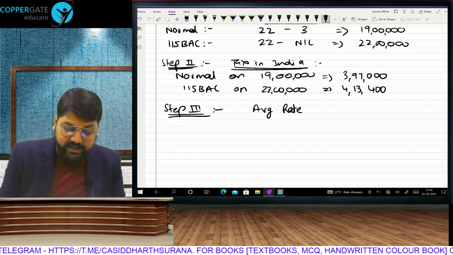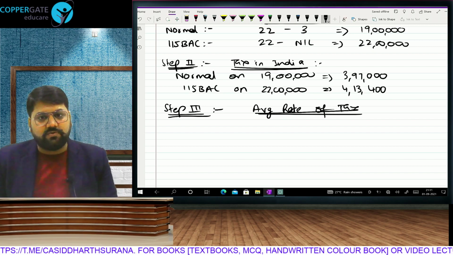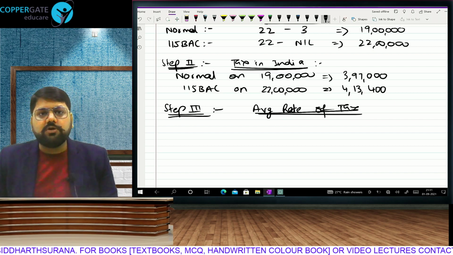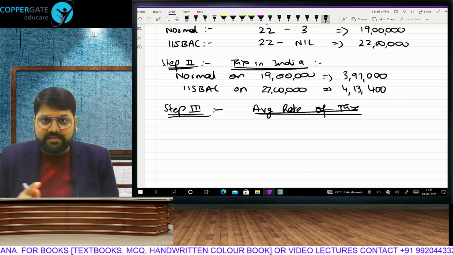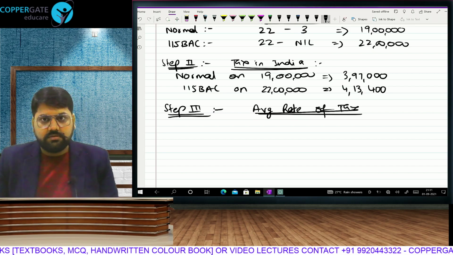Average rate of tax. In India, we are still in the Indian tax rate. Foreign rate is always clearly given to us in the question. Average rate of tax. Observe carefully, we have got two tax liabilities, 397,000 and 413,400. But at the same time, do you also observe they are calculated on two different incomes?